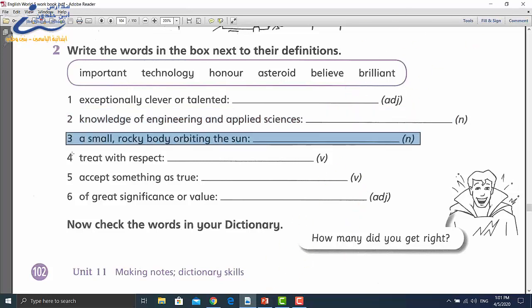Let's move to number 3. A small rocky body orbiting the sun. Remember, the word should be a noun. Great. The answer is asteroid. So the asteroid is a small rocky body orbiting the sun.